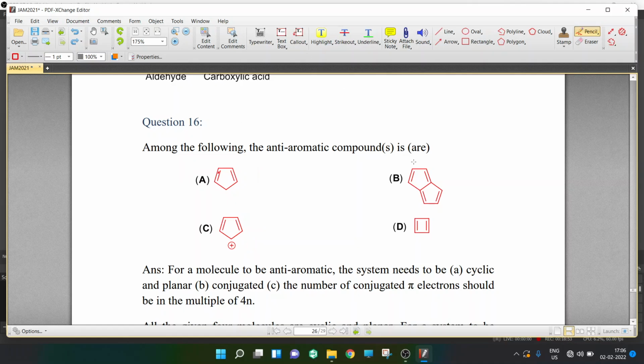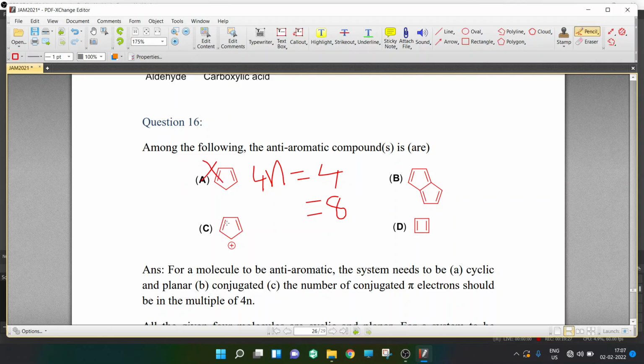B is also conjugated. Why? Because a pi bond is in the neighborhood of another pi bond, and another pi bond. Similarly, this also, all are conjugated. Now what we have to look at is, you should have 4n. 4n means n can be 1, 2, 3, 4, anything, and should be multiplied by 4. So if n is equal to 1, 4n will be equal to 4 into 1 is equal to 4. If n is equal to 2, 4 into 2 is equal to 8.